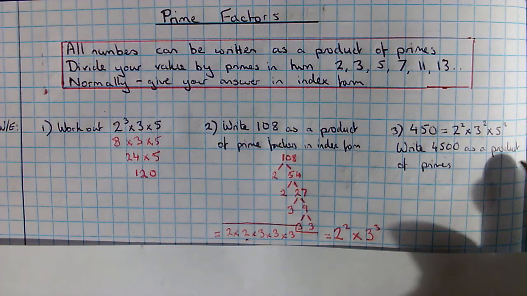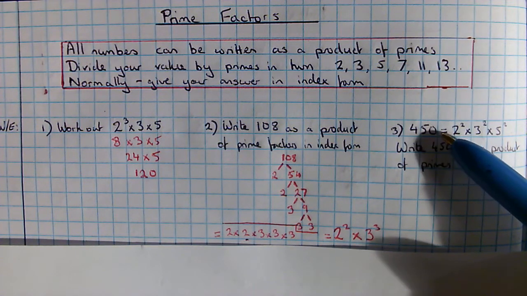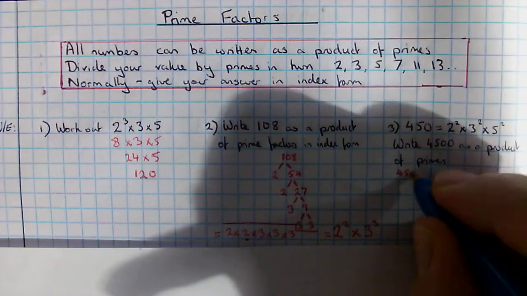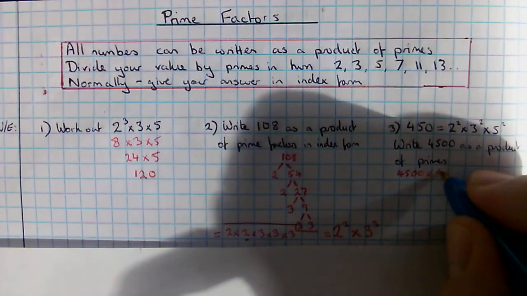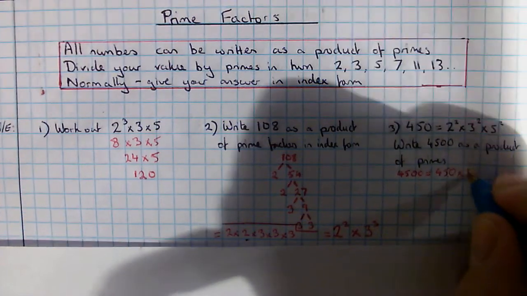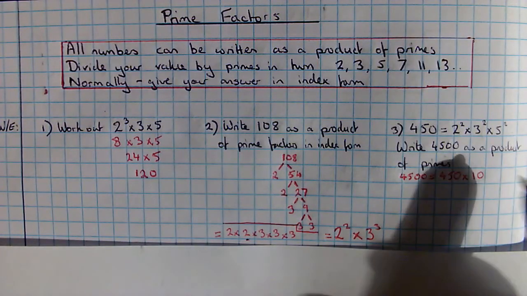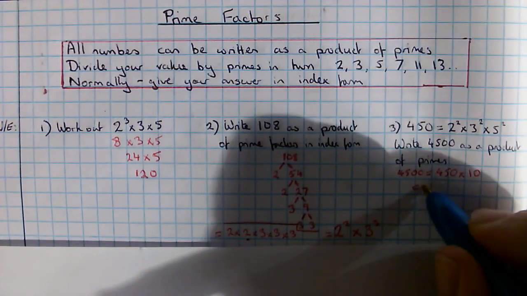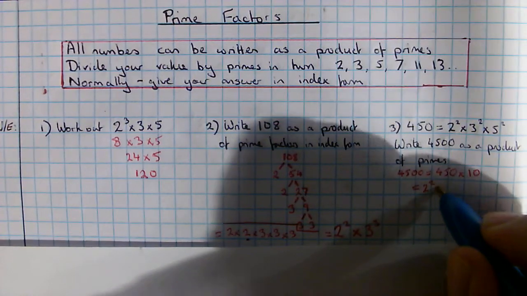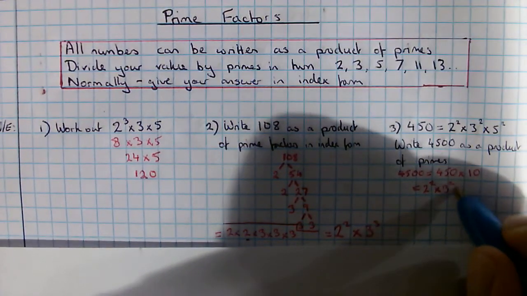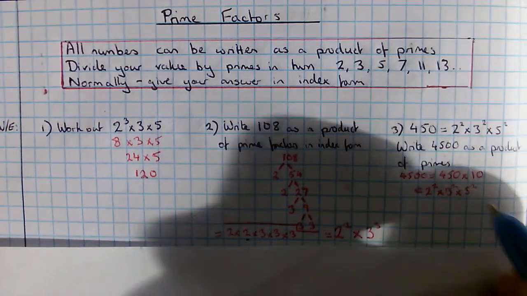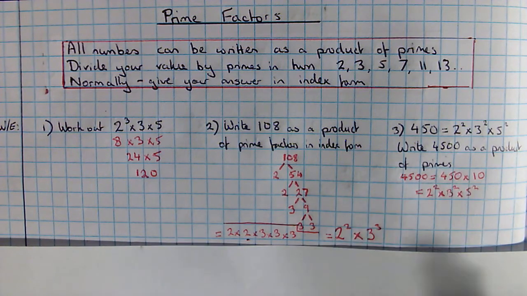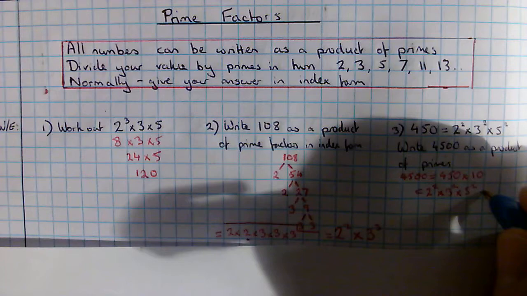So what I need to realise here is that 4,500 is the same as 450 times 10. So here I'm just going to write that 4,500 equals 450 times 10. Well, I'm already told that 450 is 2 squared times 3 squared times 5 squared. That was part of my question. So that's my 450. Now, 10 is just 2 times 5. So I'm just going to write that in black. Times 2 times 5.